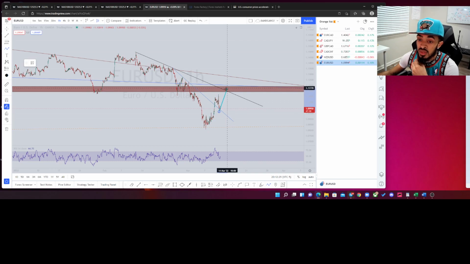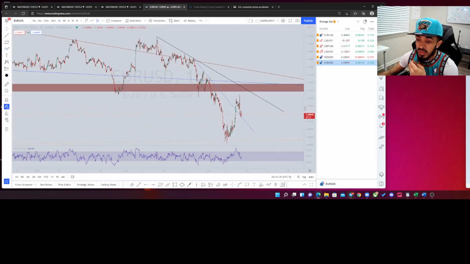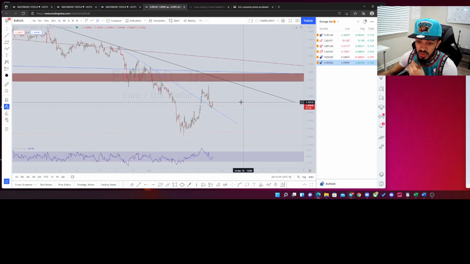So that's an area that we need to pay attention to, and we could potentially see price push back down from here, or we could see price break and retest to go higher. But in that case, we just react to the market. We don't try to predict it.